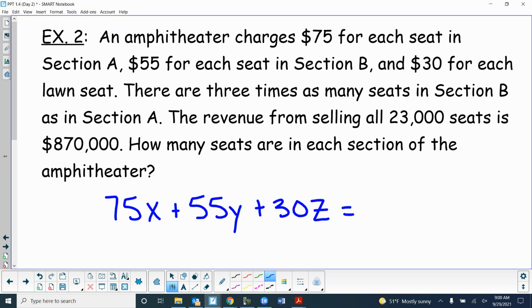How much you're going to make, right? You get $75 for the close ones, 55 a little bit closer, then you're out on the lawn, thinking of maybe, what's it called up north? Blossom, yeah. For a second, I couldn't remember the name of it. It's like at Blossom Music Center, right? So, that's your revenue. That's how much you make. Right?